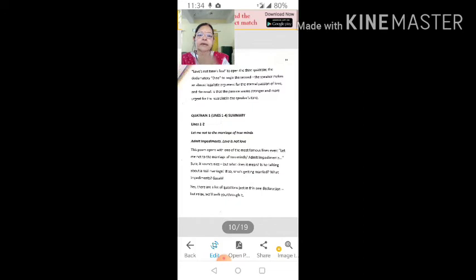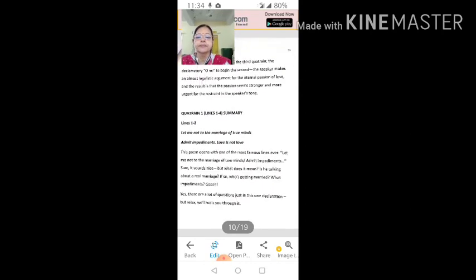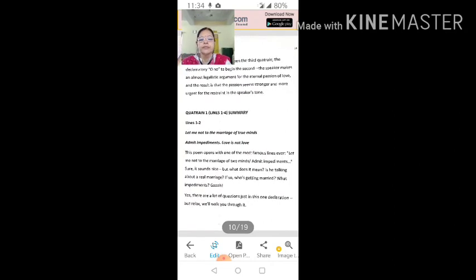So, we'll take a look at the first quatrain, lines 1 to 4, in detail. Lines 1 and 2 first. I quote, "Let me not to the marriage of true minds admit impediments." This poem opens with one of the most famous lines ever.